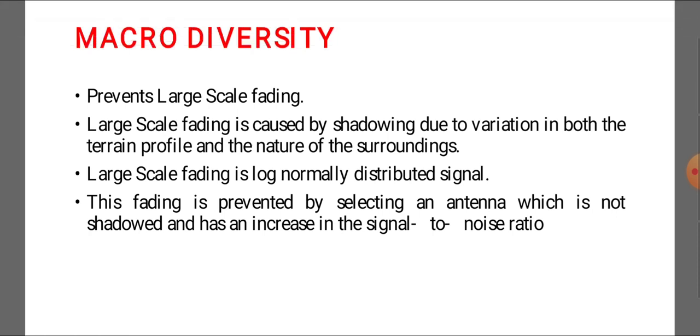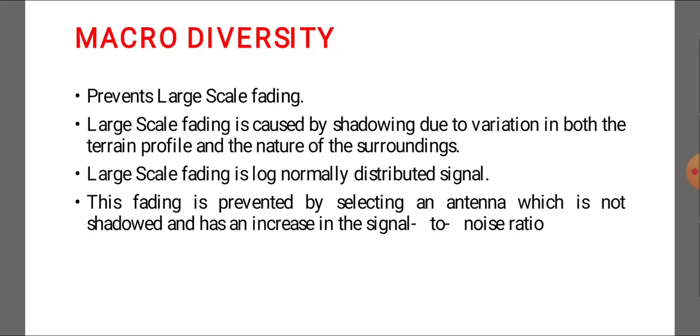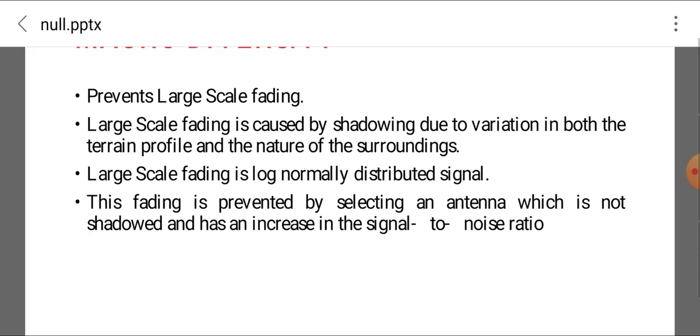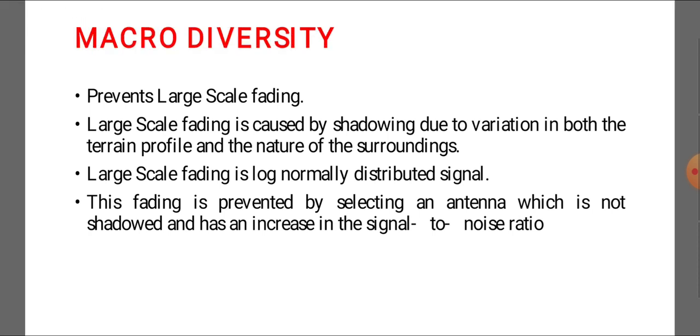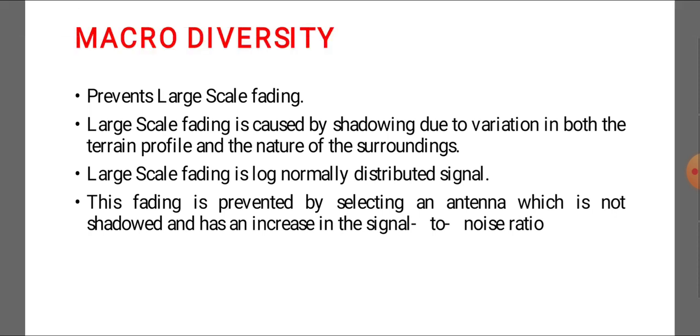The large scale fading is a log normally distributed signal, that is, the received signal power decreases logarithmically. This fading is prevented by selecting an antenna which is not hidden by the obstacle and has an increase in the signal to noise ratio.